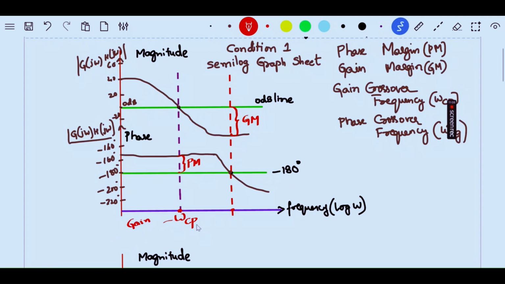You might get confused. I have written CP, so you might think it is phase crossover. No. I'm using this because in most of the books you refer to, the gain crossover frequency is referred to as omega CP, whereas the phase crossover frequency is referred to as omega CG. So you got the phase margin because of the gain crossover frequency, and you got the gain margin where a vertical line is drawn from minus 180 degrees. This is called omega CG, and we call this the phase crossover frequency.